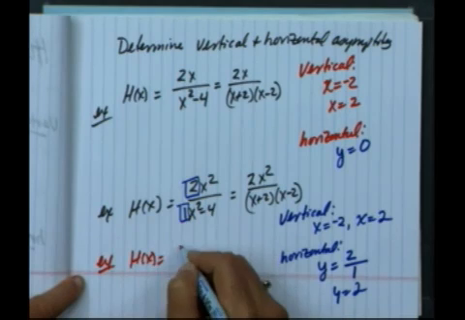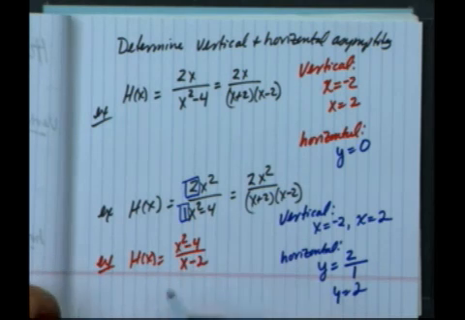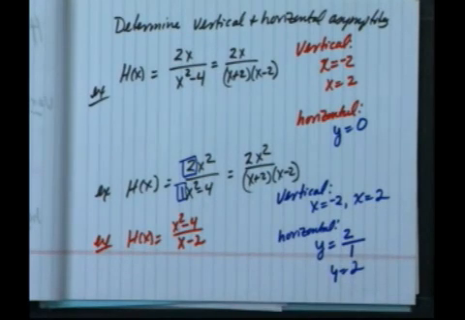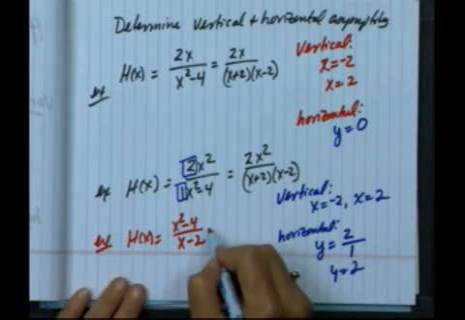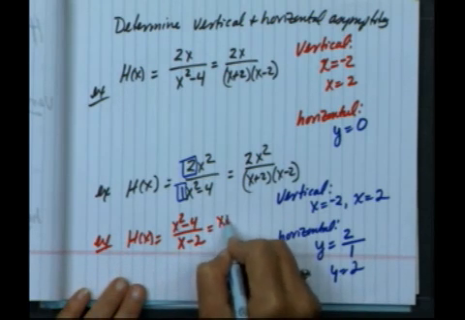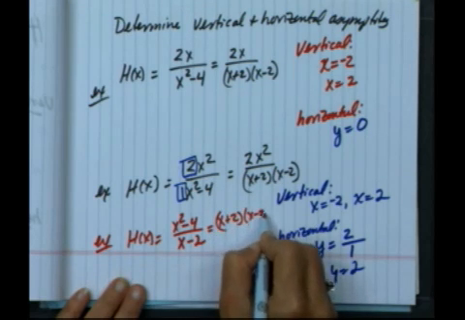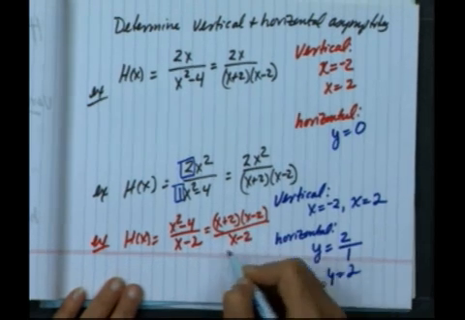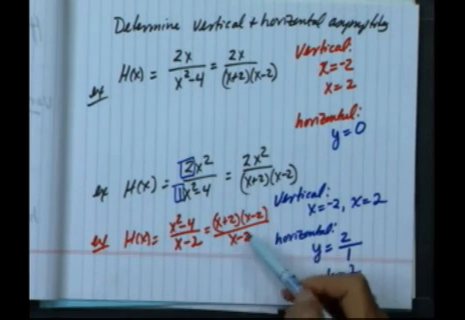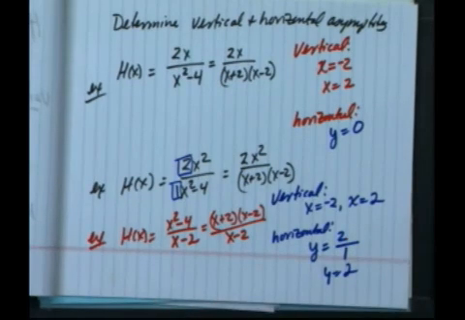H of x equals x squared minus 4 over x minus 2. All right, and I'm going to go ahead and factor that numerator to x plus 2, x minus 2. Okay, if we're looking for vertical and horizontal asymptotes, are we ready to go ahead and just jump right on and say x equal 2 is a vertical asymptote?